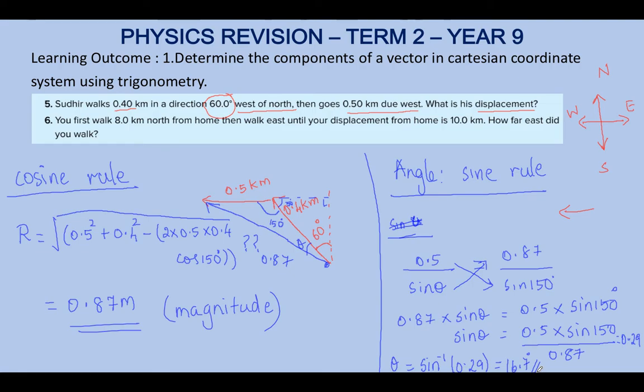Might look a bit complicated, but most of these questions can be broken down into these steps. First, you sketch the diagram. Then check if they have asked only for magnitude; if so, you can stop the calculation up till here. If they ask you for the vector, displacement is a vector quantity, so you also need to find the angle or the direction. So this gives the direction here. The total direction is from the north to west: 60 plus 16.7 gives you 76.7 degrees. He is moving away from the north at 76.7 degrees, around 0.87 kilometers.